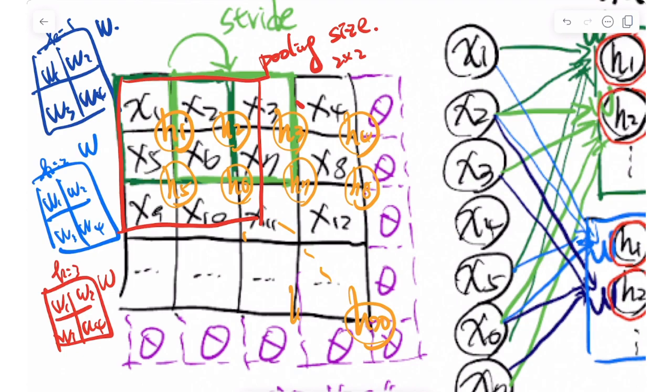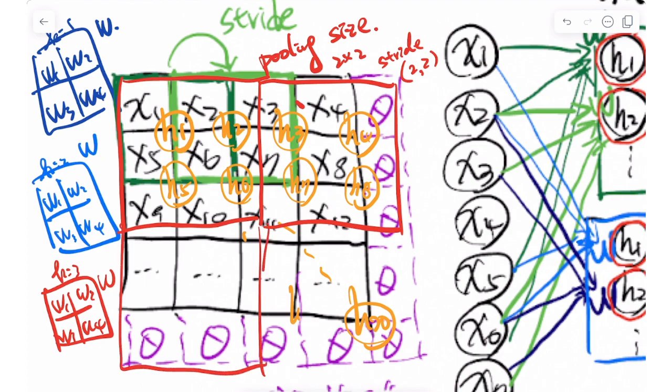For pooling, it also has a stride. Right here, we set it to 2 and 2. That means every time we move the pooling area, we move 2. So the data will not be overlapped if your pooling size is 2 by 2 and your stride is 2. The next one will be this one, and the next one will be this one. So you can divide the entire H1 to H20 into 4 different groups.